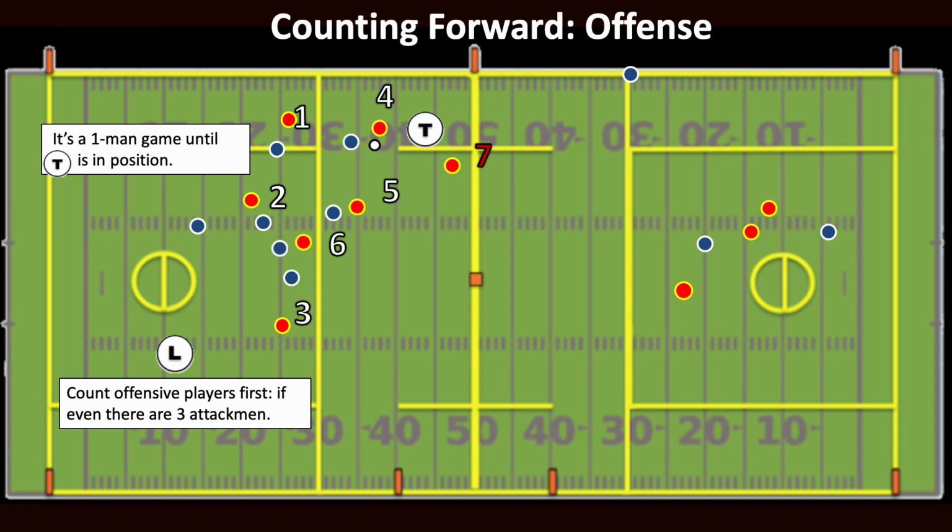So you count him as 1, and then you count 2, 3, 4, 5, 6. Oh, yes, 7. They were offsides. And we're always going to count offense first, right? So that trail is going to count again. Always be counting.